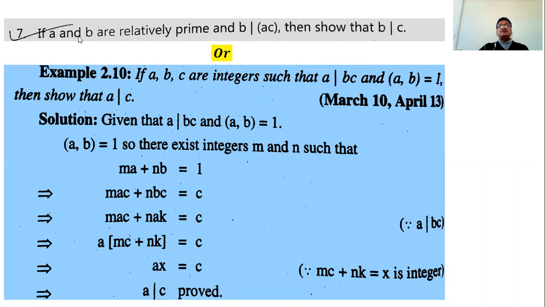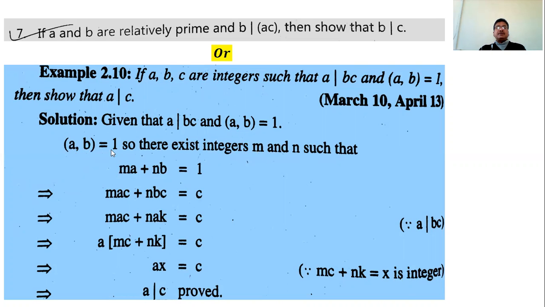So these two things are given: the greatest common divisor of A, B is 1 and A divides BC. One by one we write the meaning of the given. And greatest common divisor of A, B is 1 means there exist two integers, either x and y, or m and n, such that 1 is equal to ma plus nb, or ma plus nb is equal to 1.